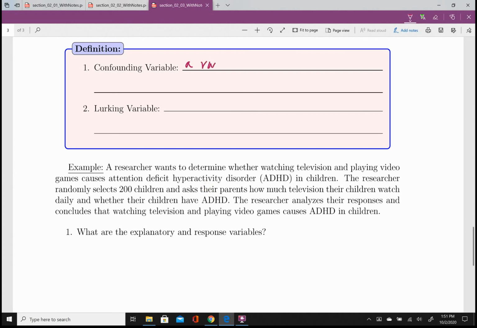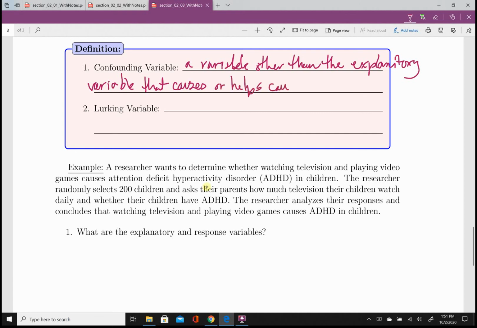So a variable other than the explanatory variable that causes or helps cause change in the response variable.